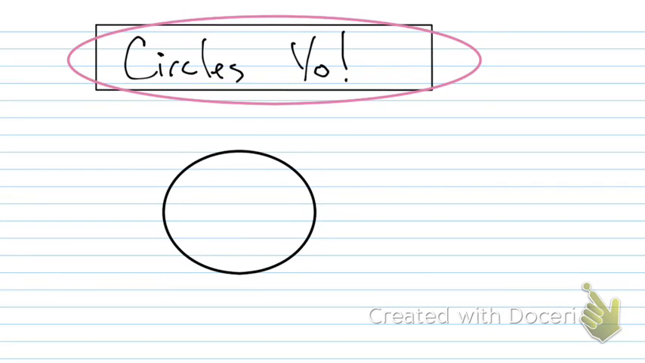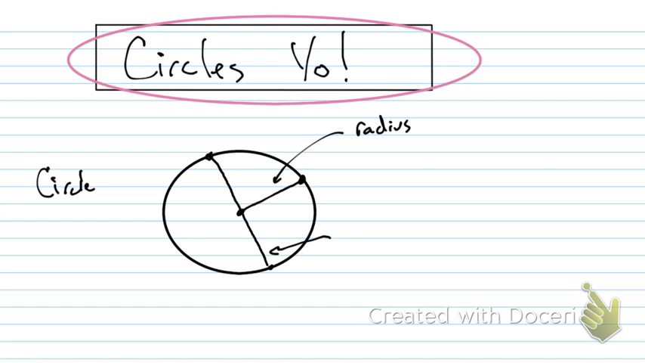So this is a circle. Okay? And first, we're going to just review some definitions and vocabulary. When we have a line from the center that extends to a point on the outside, that is called the radius. All right? And if we have points on the outside of the circle that go across the whole circle and go through the center, we have a diameter.